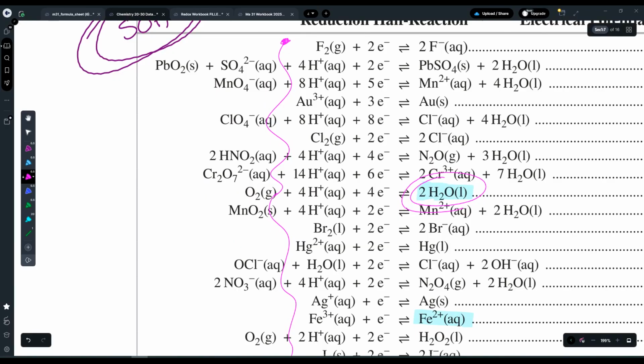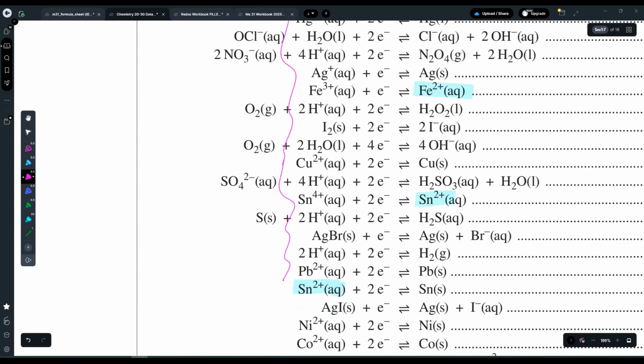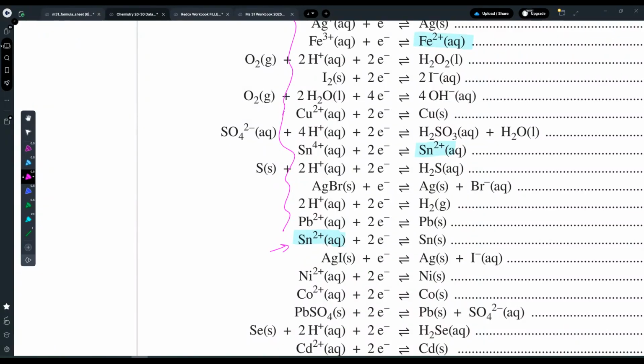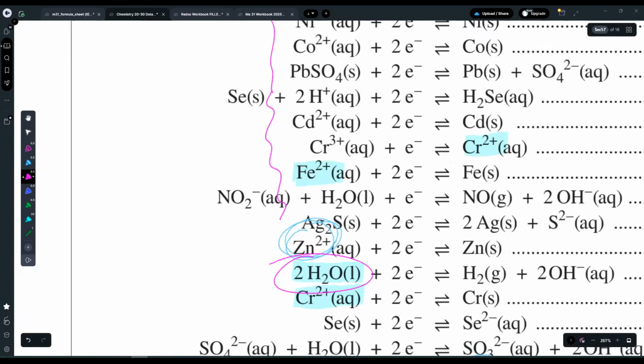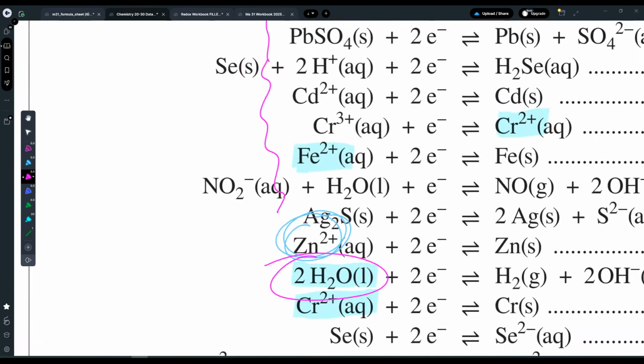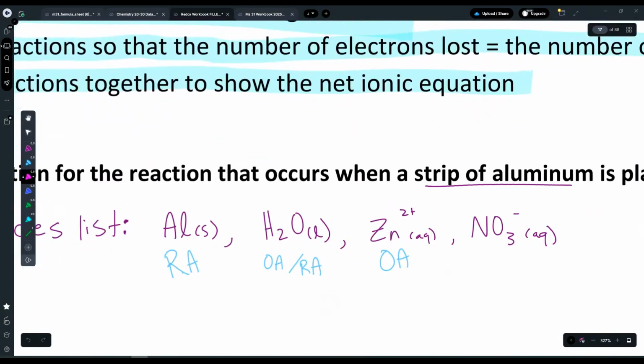I got to keep on going because I'm finding my strongest oxidizing agent. This is only highlighted because of the species that show up both as an OA and an RA, but it's not in our list. So keep on going. And it looks like the first OA that I run into is zinc 2+. So that has to be my strongest oxidizing agent.